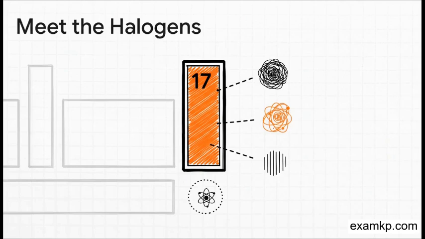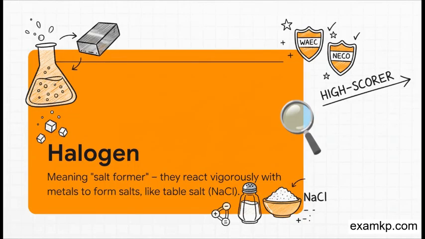So, have you ever wondered where that name halogen even comes from? Well, it's from Greek, and it literally means salt former. And that's exactly what they do. They love to react with metals to create salts, just like the common table salt, sodium chloride, that you have in your kitchen. You need to pay close attention here because this topic is a complete goldmine for marks. It shows up in theory, calculations, and even practicals every single year.